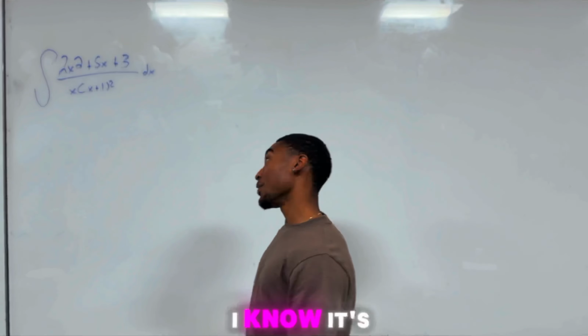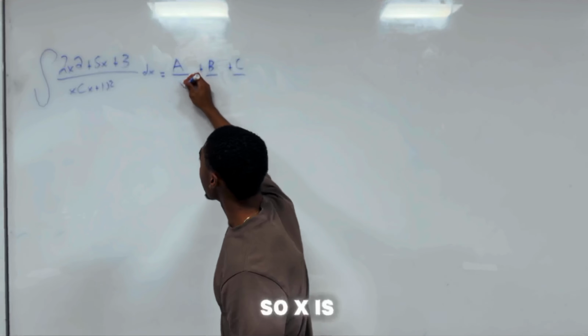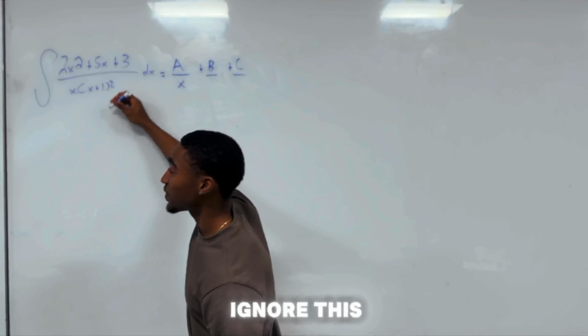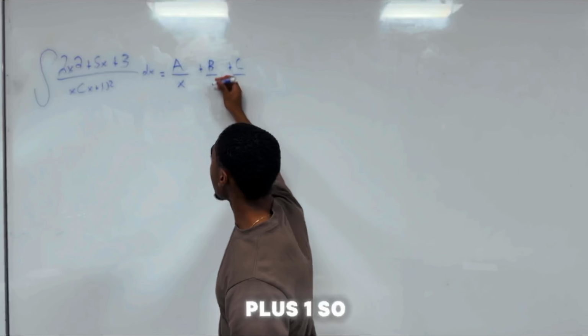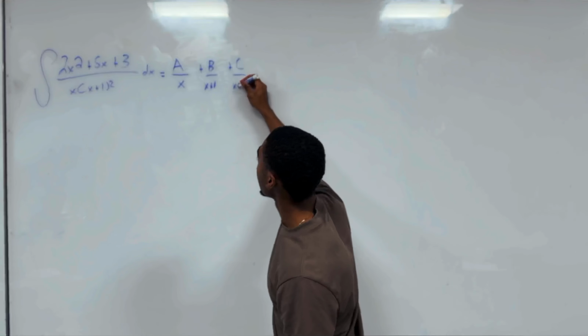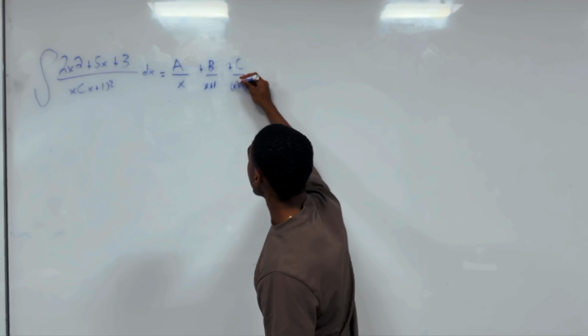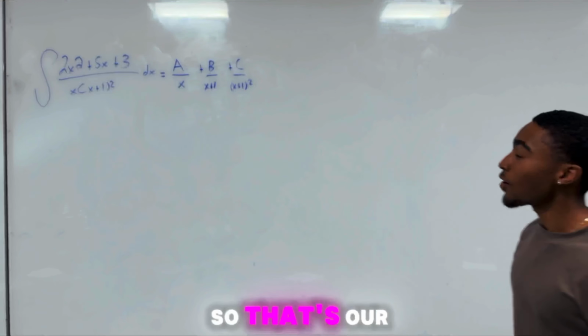Alright, need to fill in? Okay. So, as you can see, we basically do it in order. X is first, so x is going to go under A. And then next, we have x plus 1, so that's going to go under B. And then finally, we have x plus 1 to the second power. You got to read it as one whole thing, so that's going to go under C. Alright, cool. So that's our fraction decomposition. Now we're done. It's like, no, I'm just playing.